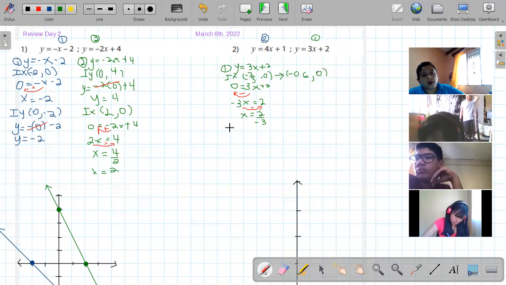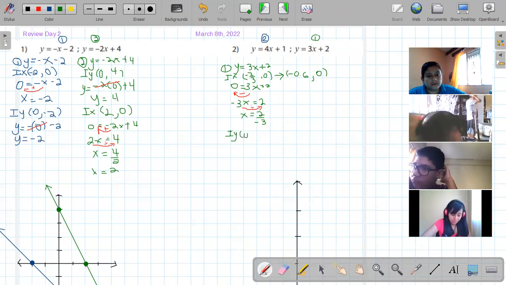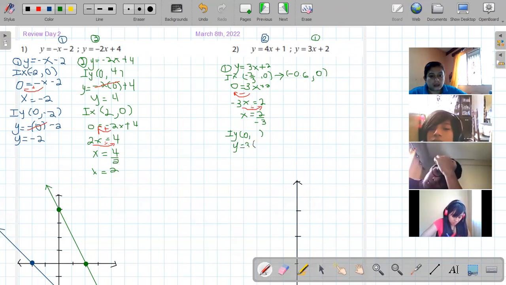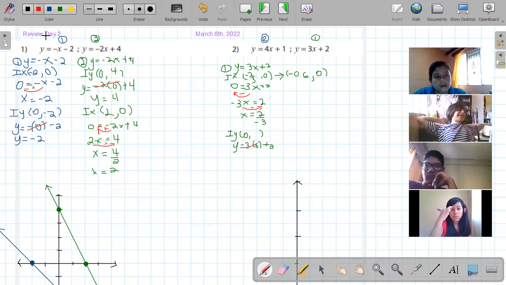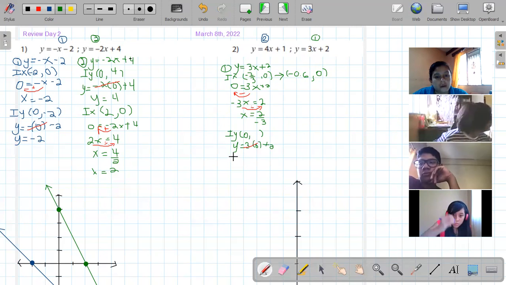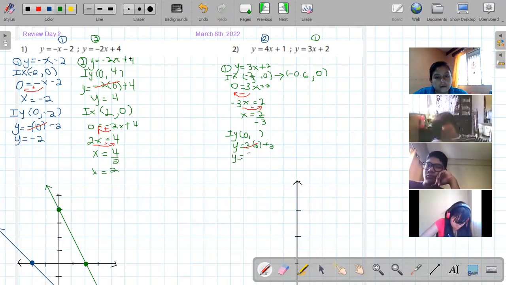Now the intercept in y is when x is equal to 0. And I need to find the value in y. So I'm going to have y is equal to 3 times 0 plus 2. And 3 times 0, that's 0. So I cancel that out. Sorry about that. Cancel that out. And now I'm going to have that y is equal to 2.